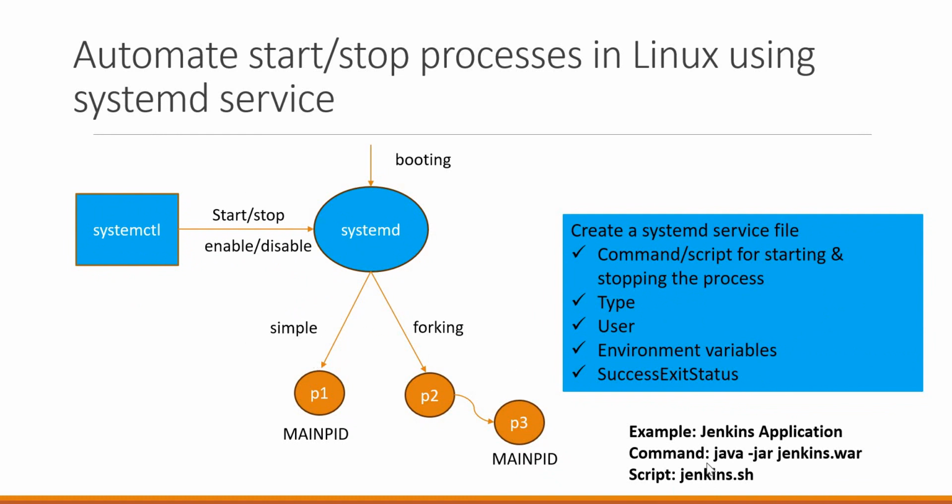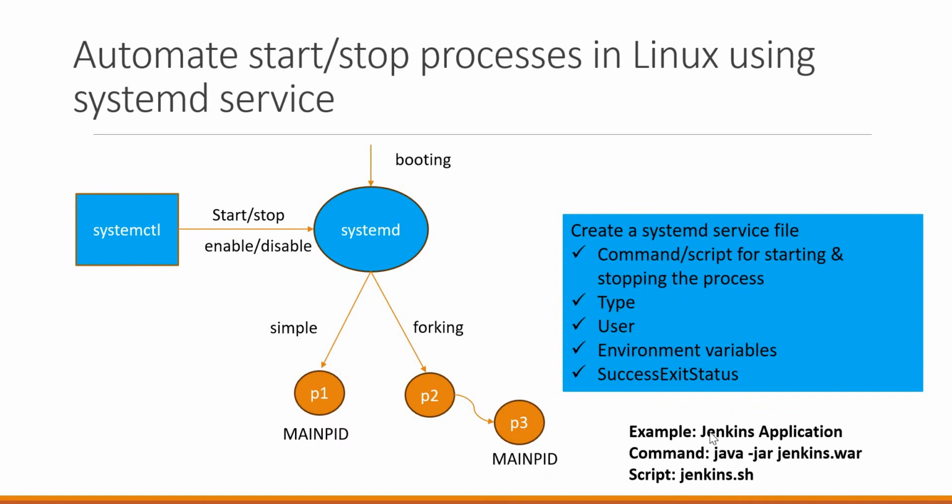So for simple type, we will directly specify the command corresponding to the start process. That means when we start the systemd service, the corresponding command will be invoked directly and systemd will assign a variable main PID corresponding to that process. So when we want to stop that process, systemd will identify the main PID corresponding to the process and it will send a corresponding terminate signal as specified by the stop command. So for simple type, the main PID variable will specify the PID corresponding to the command whatever we specify for the start argument.